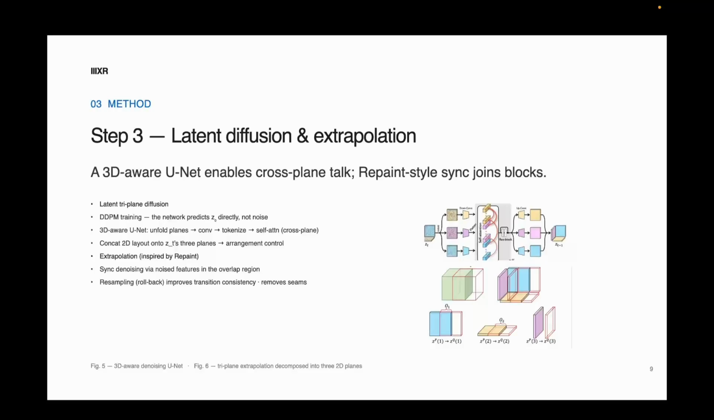For extrapolation, inspired by RePaint, they place an empty block overlapping an existing one and synchronize denoising using the noised features in the overlap region. Resampling with repeated rollbacks improves the consistency of that transition and removes seams. Figures 5 and 6 show the U-Net and how the extrapolation decomposes across the 3 2D planes.